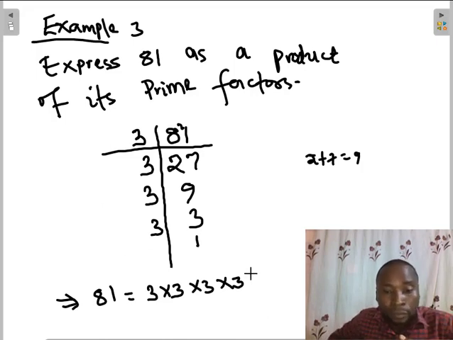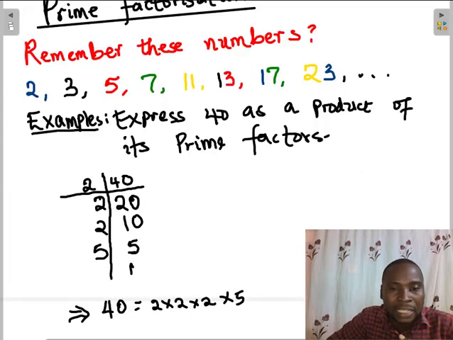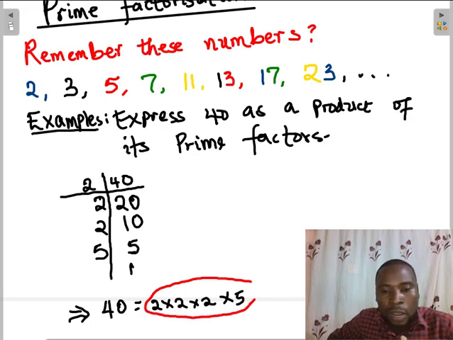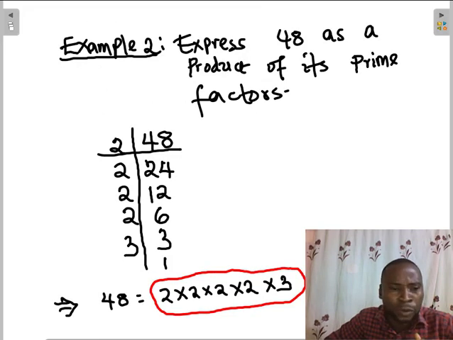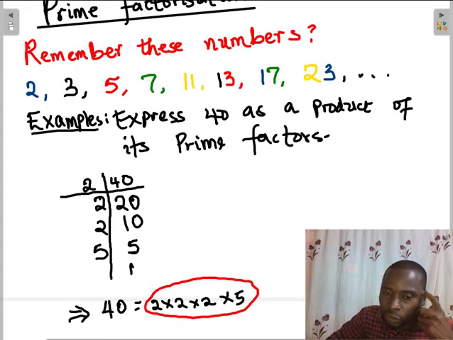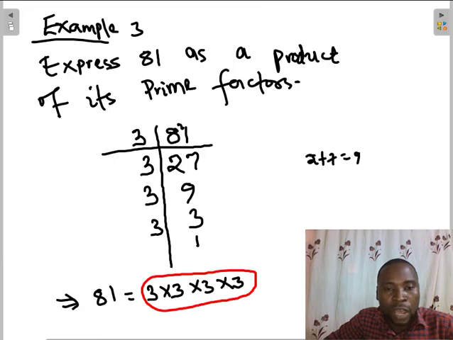Again, if you look at this product here, you will discover that everything here is a prime number. Actually, it is 3 repeated in 4 places. So that is the whole idea about prime factorization. We want to see how we can express every number as a product of its prime factors. And like I said, this is very beautiful. In the coming days, I'm going to be teaching you why we needed to do this. Of what importance is this? We see that it finds its importance very, very much.